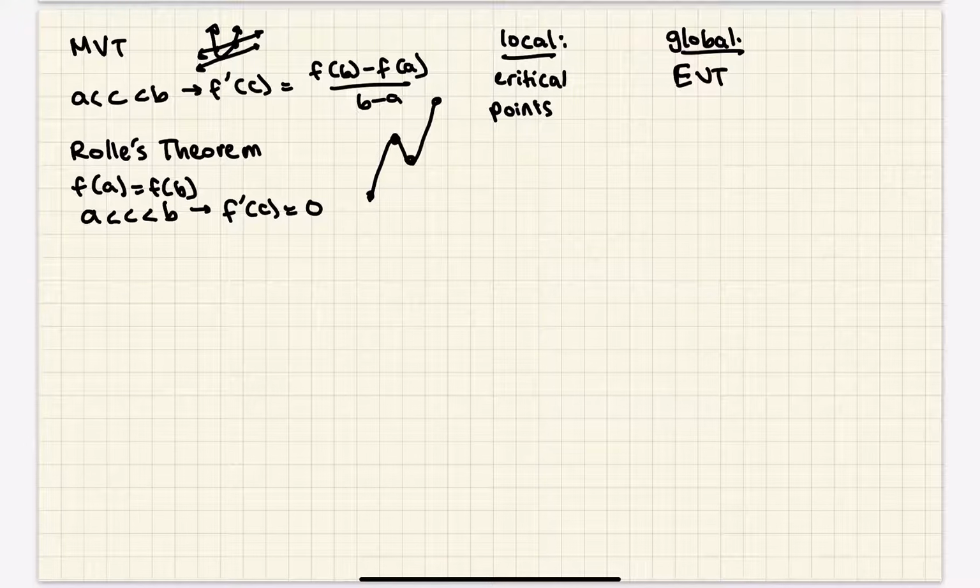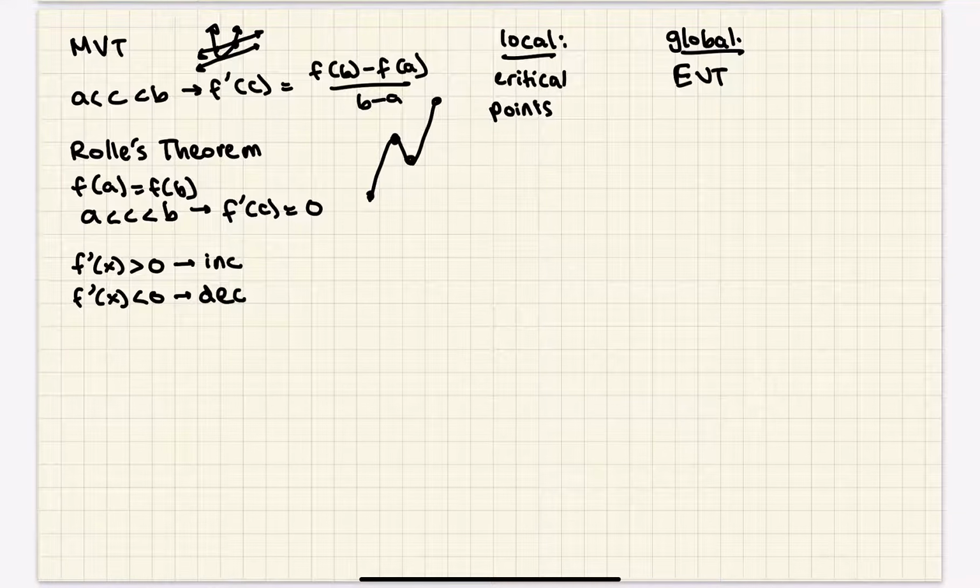Okay, that was nice. But what if the derivative is not equal to 0? What if it's equal to something else? We have other rules for that. And that's if f prime of x is greater than 0 or less than 0. If it's greater than 0, the original function, not the derivative, is increasing. And if it's less than 0, it's decreasing.